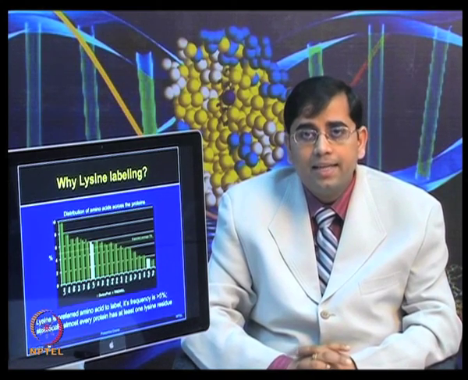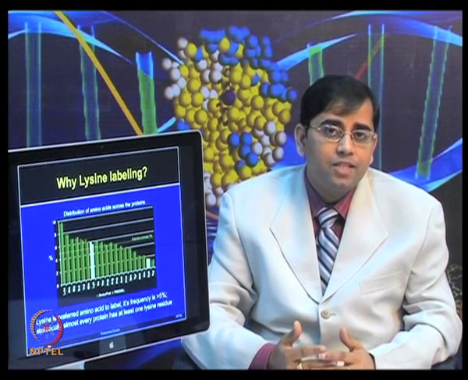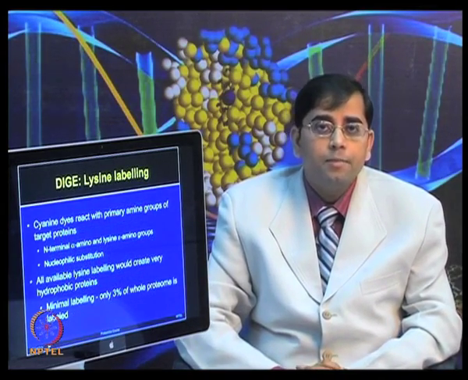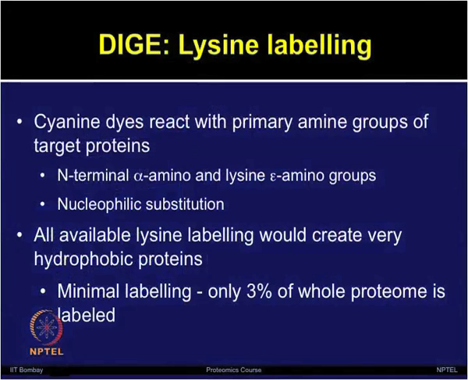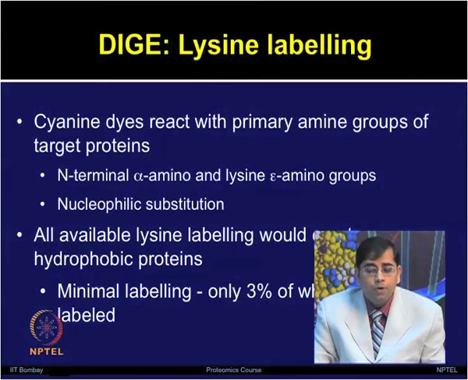But if that is not the case, one can always try the saturation labeling of cysteines. Now, let us talk in more detail about the minimal labeling or lysine labeling. So, Psi dyes react with the primary amino group of target proteins, the N terminal alpha amino group and the lysine epsilon amino groups, which are labeled by the process of nucleophilic substitution.